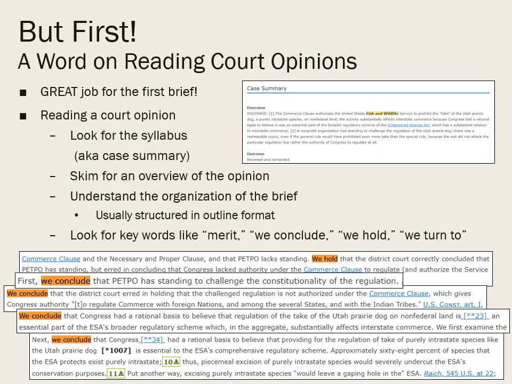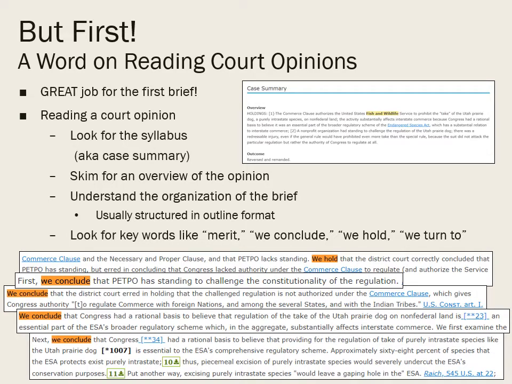Fourth, search for keywords. And you can literally use Control F to find these keywords. So I searched the PETPO opinion for the phrase "we hold" and found 2 instances. I searched for "we conclude" and found 4 instances. And these are really the key parts of the court's holding.